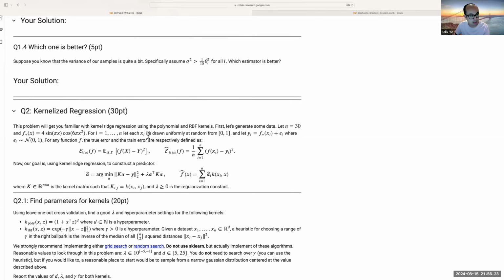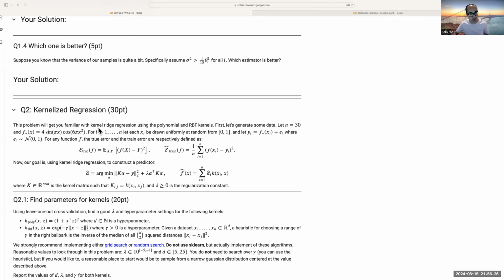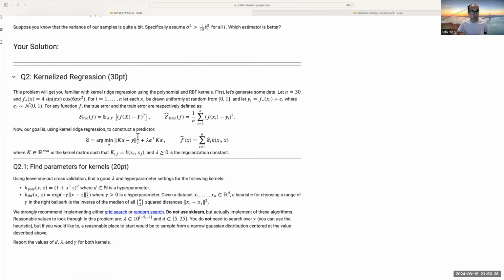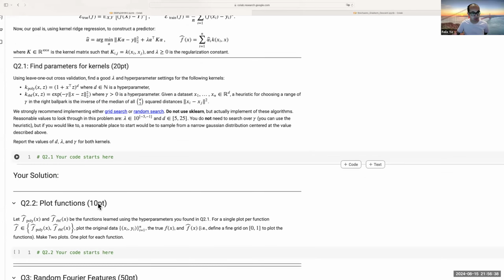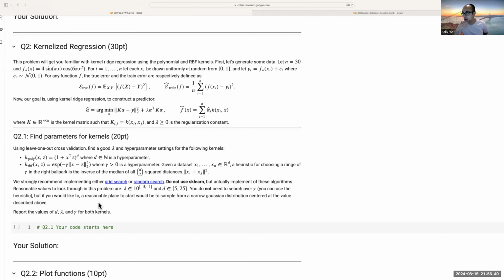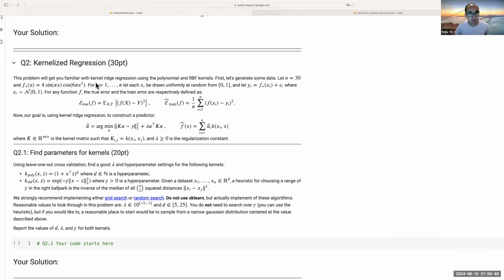Okay, the second part is on kernelized regressions. Basically the whole homework 2 still sticks with the regression part. For the kernelized regressions, you can see there is no skeleton of the code. You actually have to program everything from scratch by yourself. First thing, you need to generate data by yourself this time.